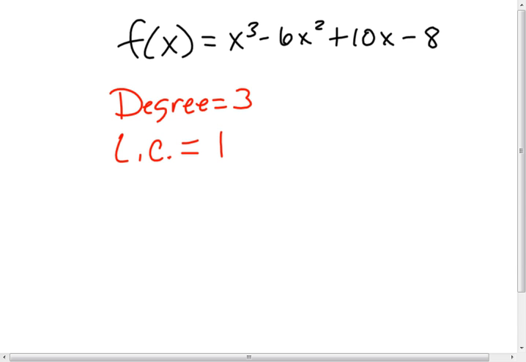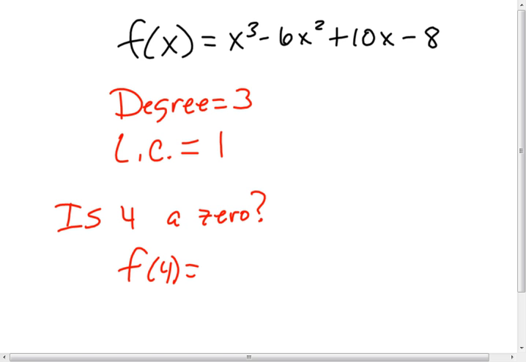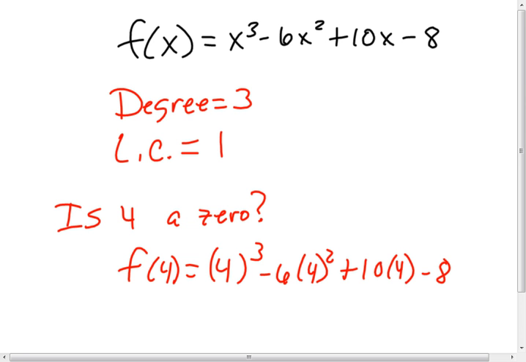Now, we have to determine, is the number 4 a 0 for this function? So in other words, at x equals 4, does this function cross the x-axis? The way to determine that is to take the 4 and substitute for the x. So we're evaluating this function at f of 4. So everything in the function that has an x is going to get the 4 value. So 4 cubed minus 6 times 4 squared plus 10 times 4 minus 8.